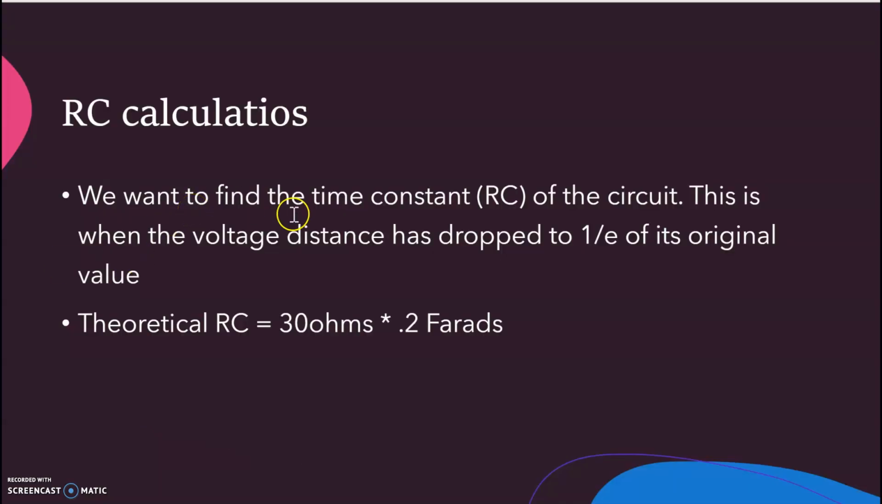So we want to define the time constant, which is RC of the circuit. This is when the voltage difference has dropped to 1 over e of its original value. The theoretical RC equals 30 ohms times 0.2 farads.